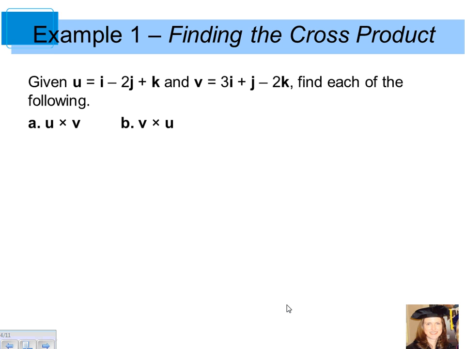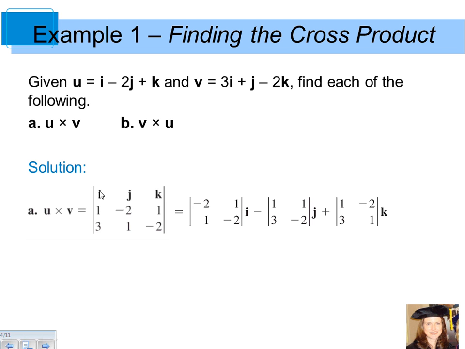Here's an example where we're given vector u and vector v. Find each of the following. u cross v. The cross product of u and v for part A is found by setting up a matrix using the coefficients of the i, j, k in both the u and v vectors.